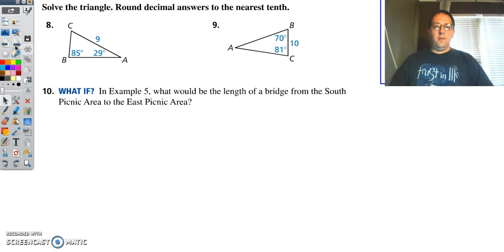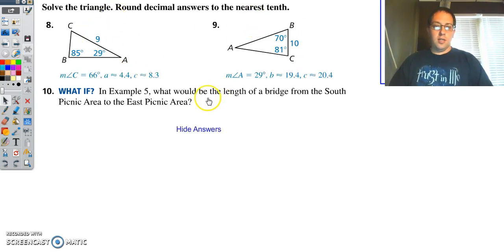So what I want you to do, work out these three problems. You may need to back up to see the picture for number 10 to see that picnic area again. Work these out and then come back. Okay, let's see how you did. 8, 9, and 10, that should be what you have. If so, good job, you're done with this video. If not, let's figure out where you went wrong so we can fix it and not make that mistake again.